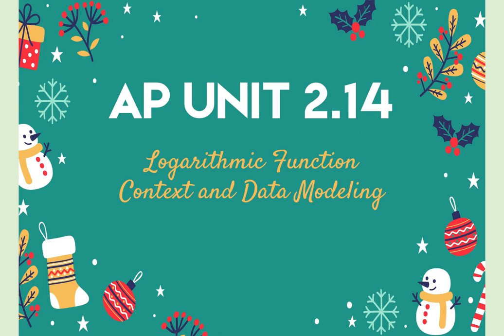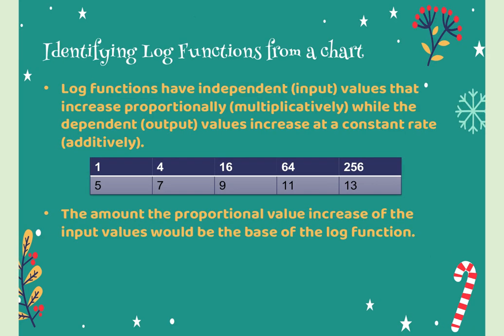All right, so 214 is called log function context and data modeling. Context means word problems, real world, usually application. Data modeling means we're going to figure out how to find the regression using the calculator, now log. Okay, so that's kind of what these things keep coming back to us as.